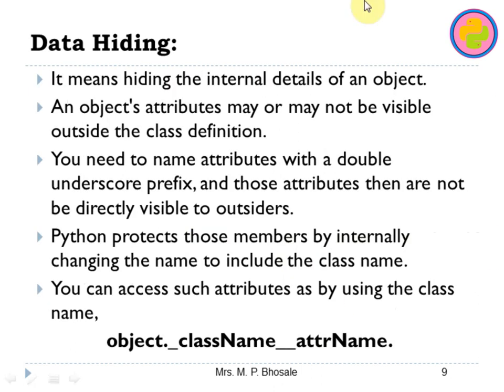Now how to hide the data, or what is the concept of data hiding? The meaning of data hiding is that you can hide the internal details of any object. So the object attribute may or may not be visible outside the class definition, and you need to name attributes with a double underscore prefix, and those attributes are then not directly visible to outsiders. So Python protects those members by internally changing the name to include the class name.